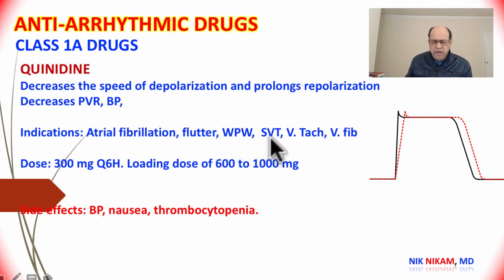It is primarily used, as I said, in patients with persistent ventricular tachycardia that is not responsive to conventional antiarrhythmic drugs, and in patients with severe left ventricular dysfunction. The usual dose is 300 milligrams every 6 hours. We can give a loading dose of 600 to 1000 milligrams. Some of the side effects include decrease in blood pressure, nausea, or thrombocytopenia.